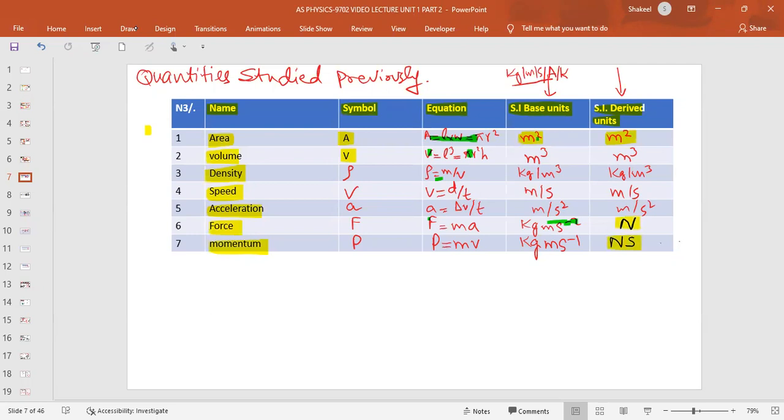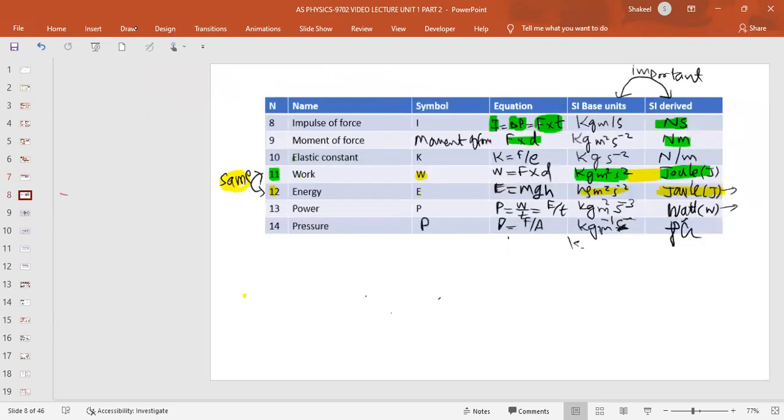For force, it is Newton, right? And for the rest of all, their SI base unit and derived units are actually the same. Okay, moving forward to the next quantities, which you have studied in your O levels. It is impulse of force, which is I, and it is equal to change in momentum, or F into T.